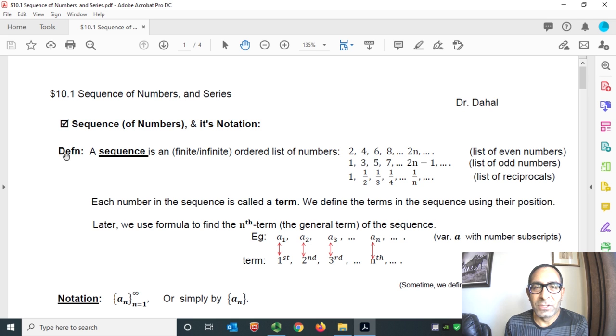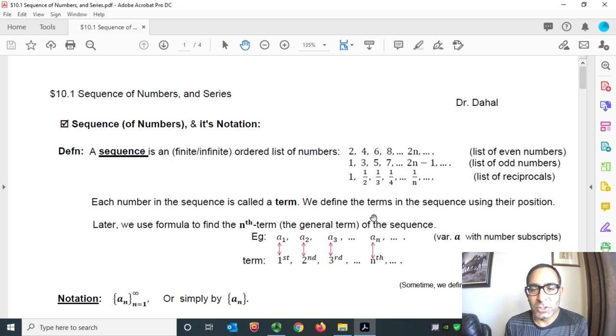So first, definition of sequence. A sequence is an ordered list of numbers, such as here the list of even numbers 2, 4, 6, 8, 2n. Second, this is a list of odd numbers. Third, this is a list of reciprocals of natural numbers. Each number in the sequence is called a term.